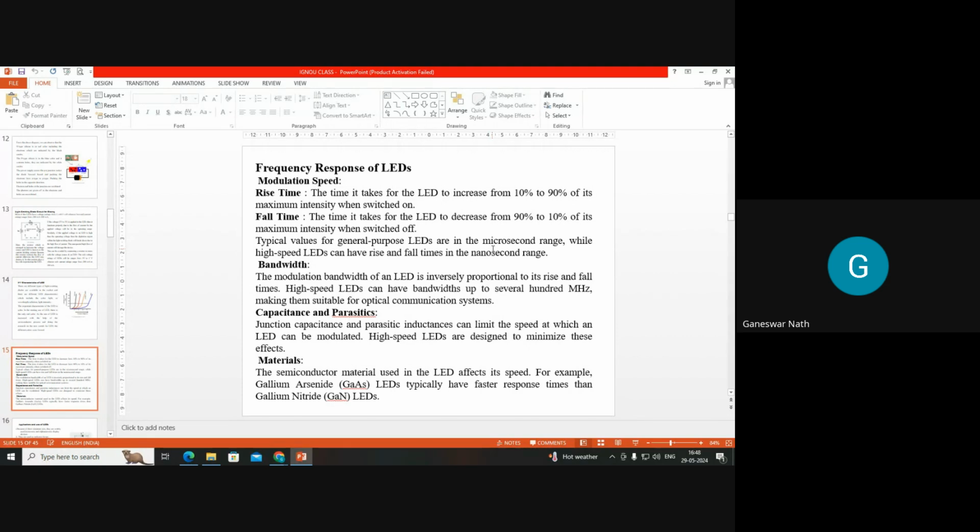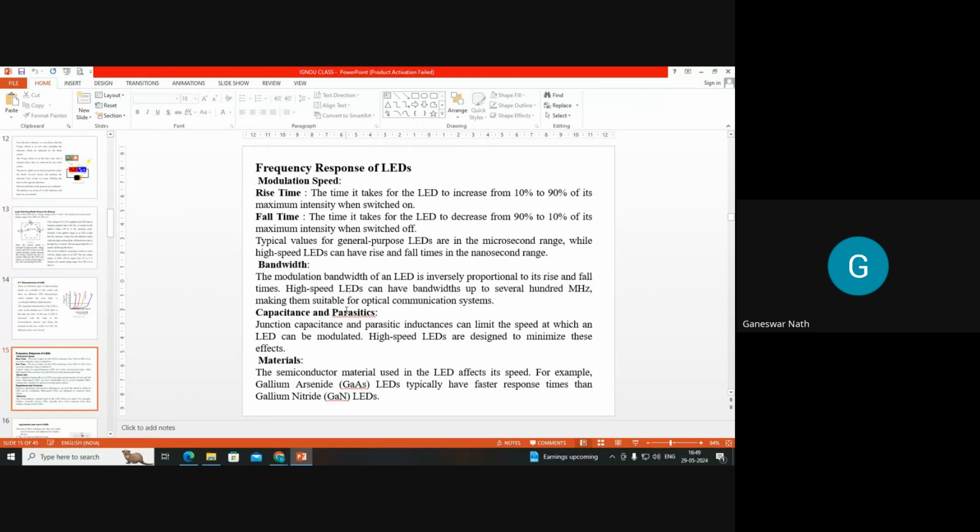Now, coming back to bandwidth, the modulation bandwidth of an LED is inversely proportional to the rise and fall time. So you can find that bandwidth is inversely proportional to the rise or fall time here. High speed LEDs can have bandwidth up to several hundred megahertz, making them suitable for optical communication systems.